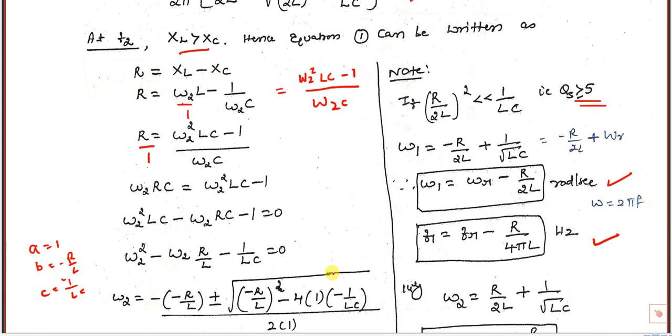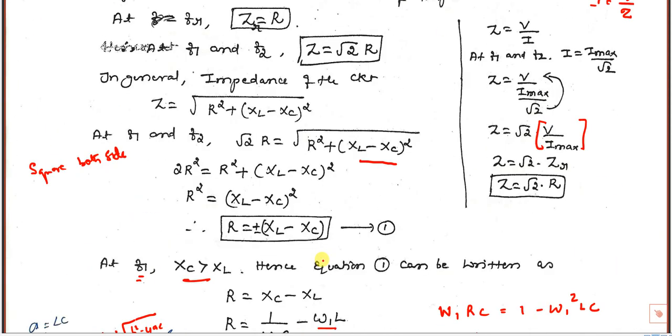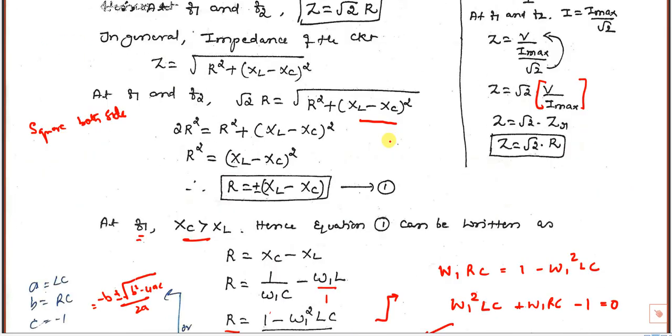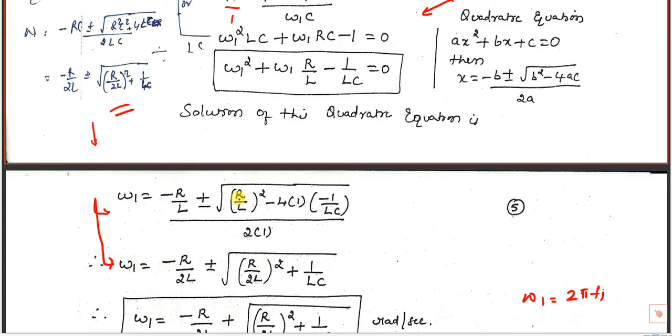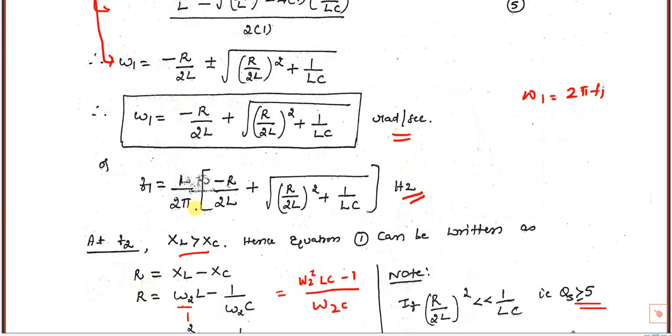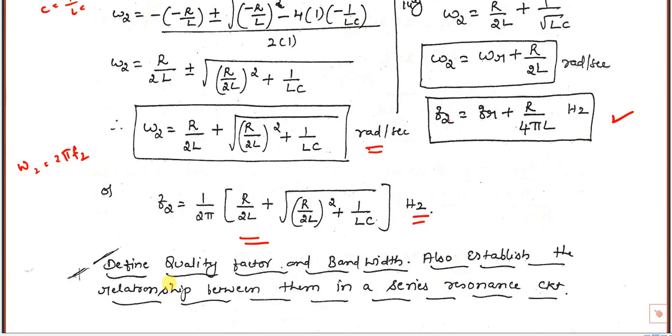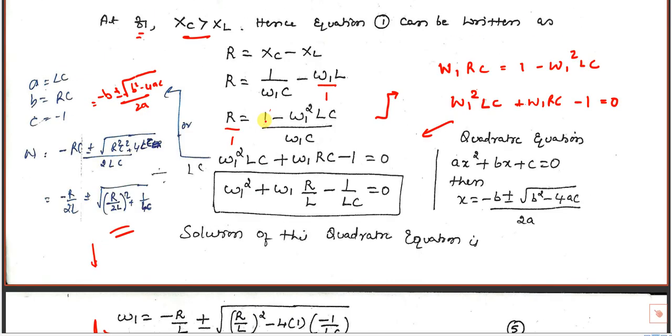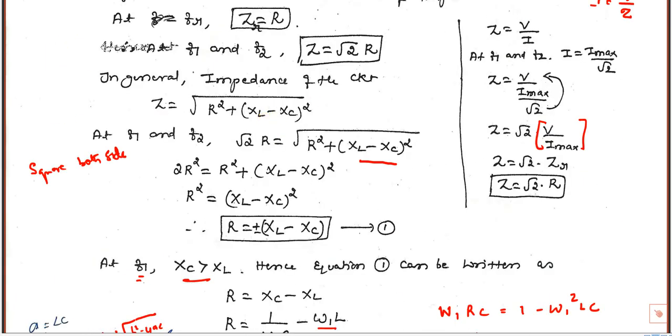But in the exam, if they ask for the expression for cutoff frequencies F1 and F2, you have to write the expression for omega 1 and omega 2, and F1 is this and F2 is this, and bandwidth is F2 minus F1. It's a very, very important derivation. Okay, thank you.